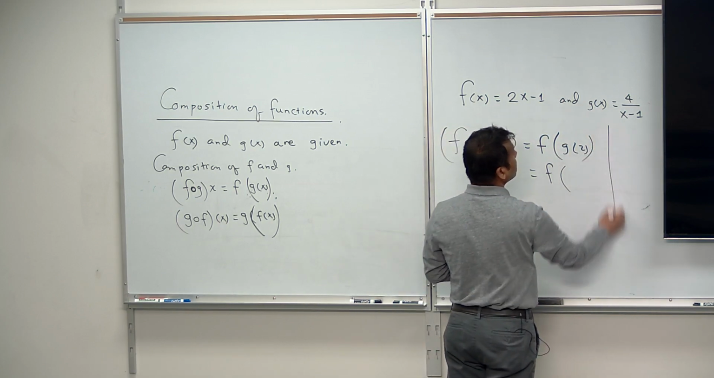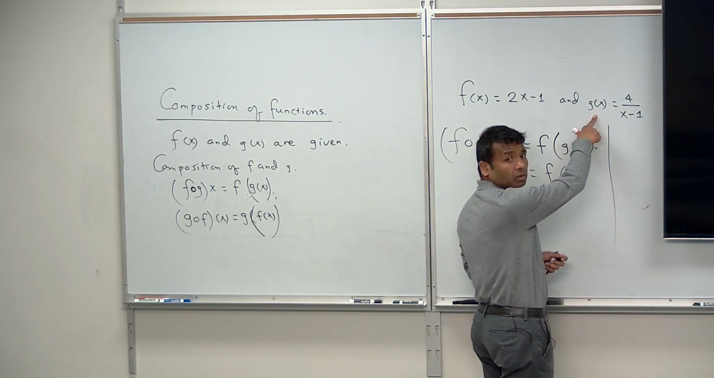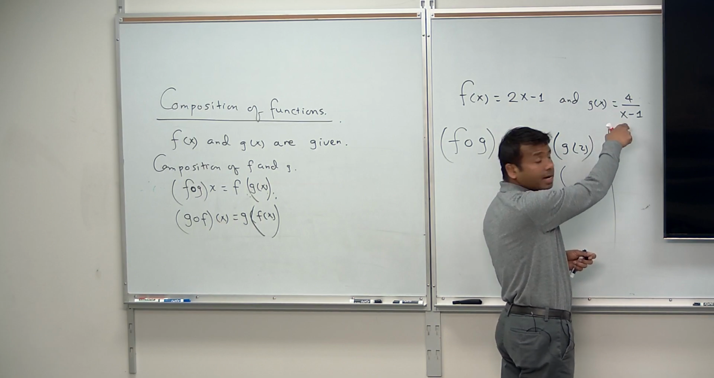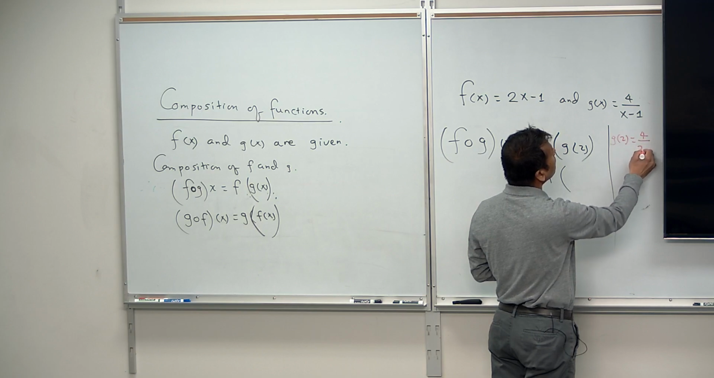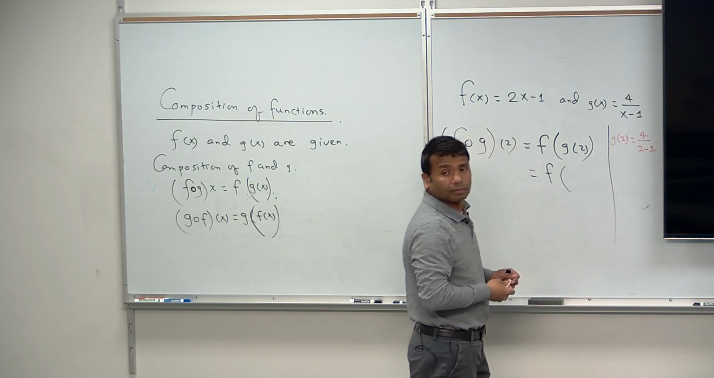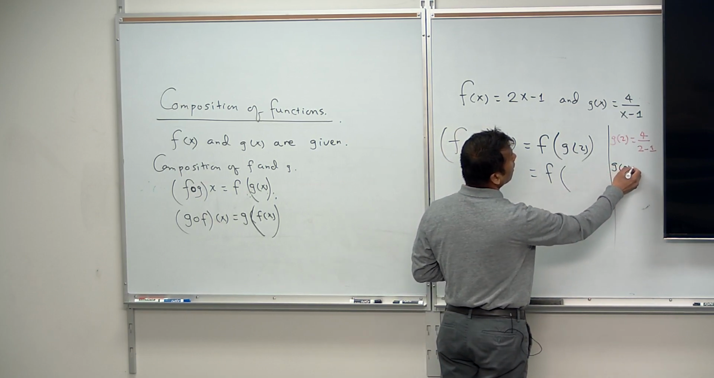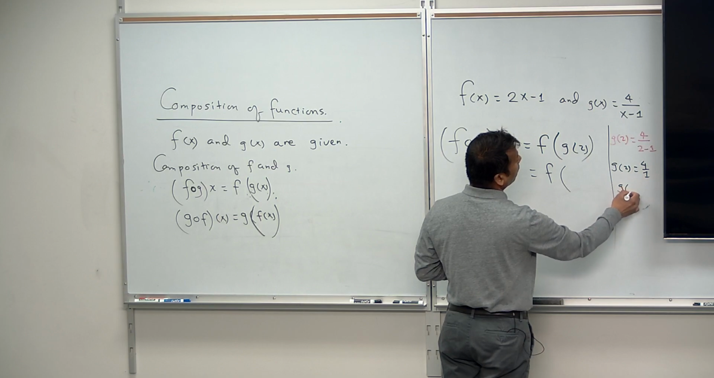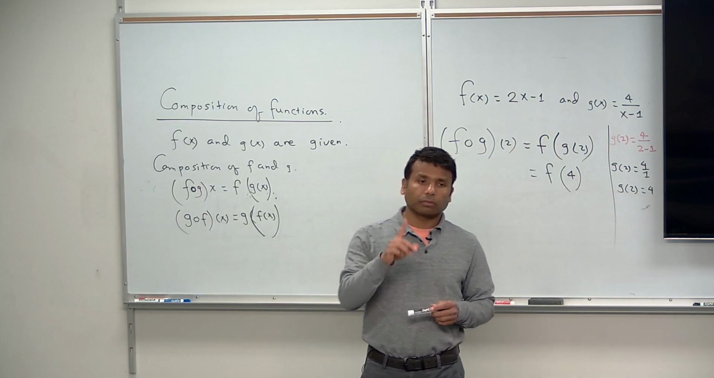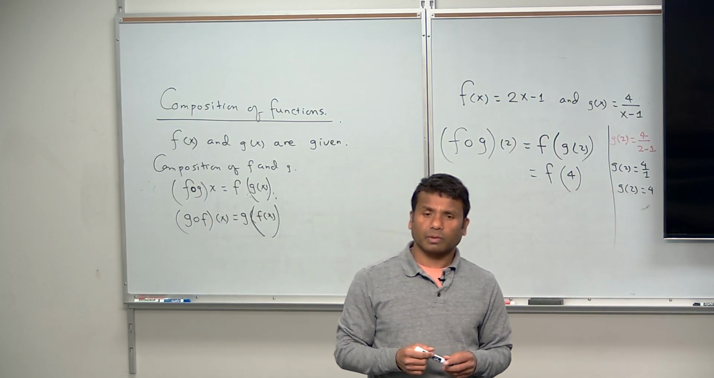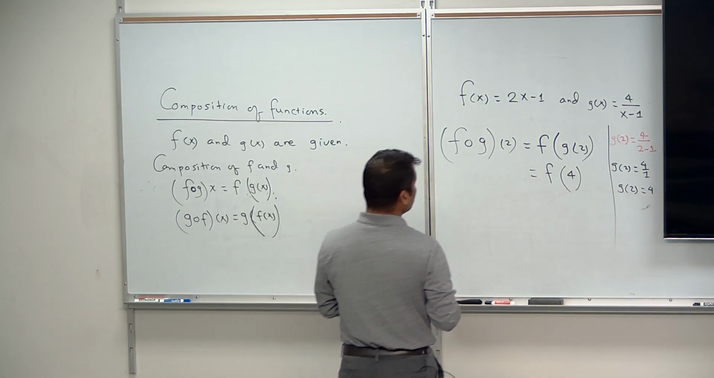If you want to find out g(2), so what is your g(2)? What is your g(x)? 4 over x minus 1, right? So what will be your g(2)? So your g(2) is 4 over 2 minus 1. Are you guys with me? So this is 4 over 1, which is what? 4. So g(2) is 4. Right? So now your g(2) is 4, okay?